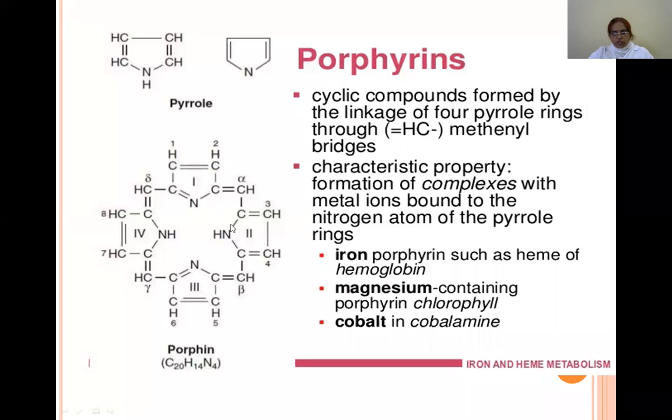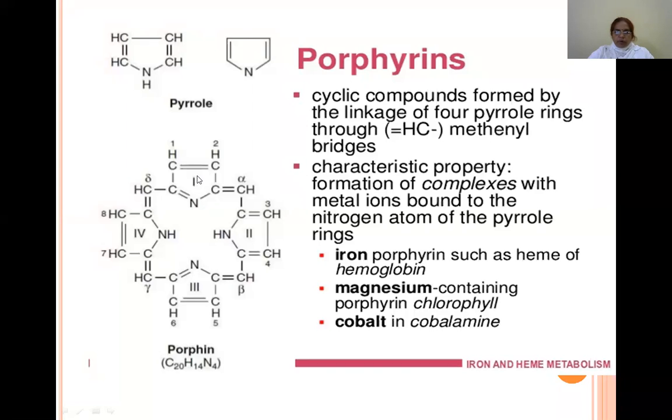This heterocyclic compound is made up of 4 pyrrole rings. This is a pyrrole ring, 1, 2, 3, 4. These 4 pyrrole rings are interconnected by methylene bridges, represented as alpha, beta, gamma and delta.